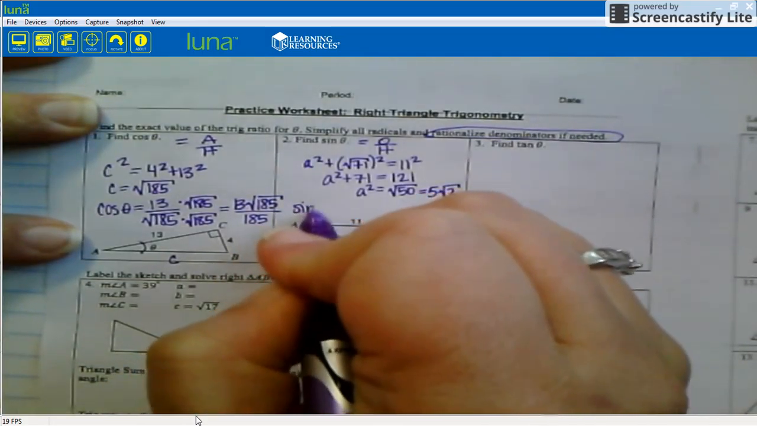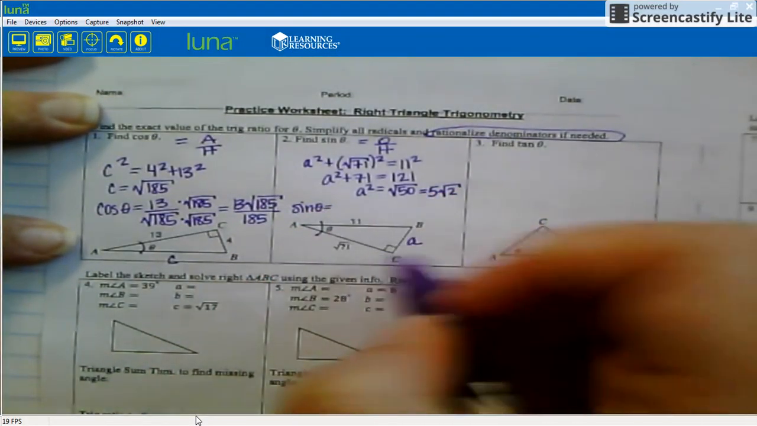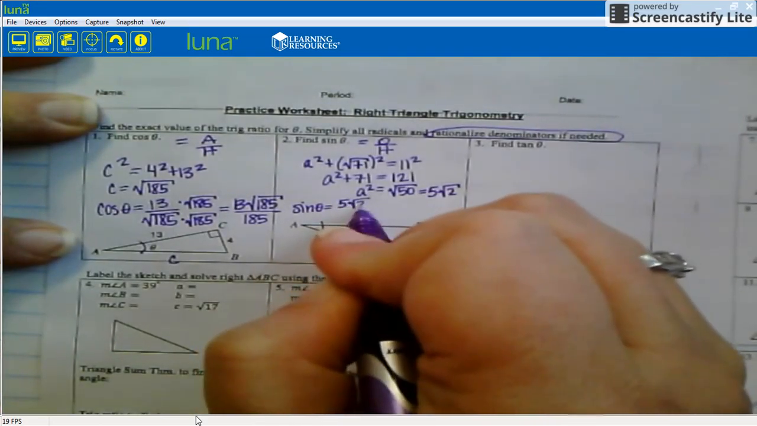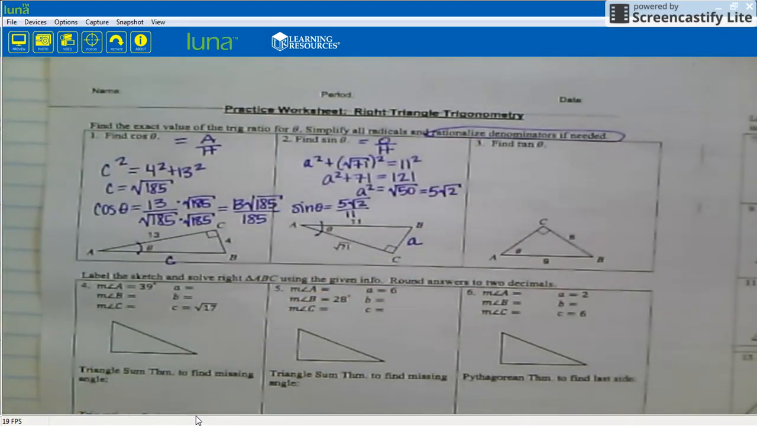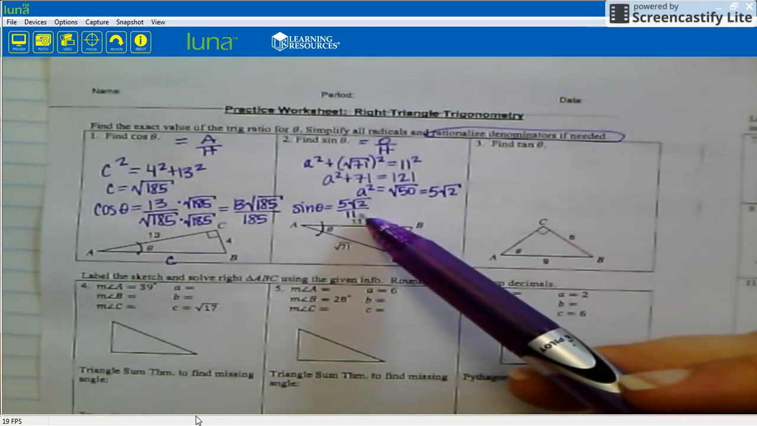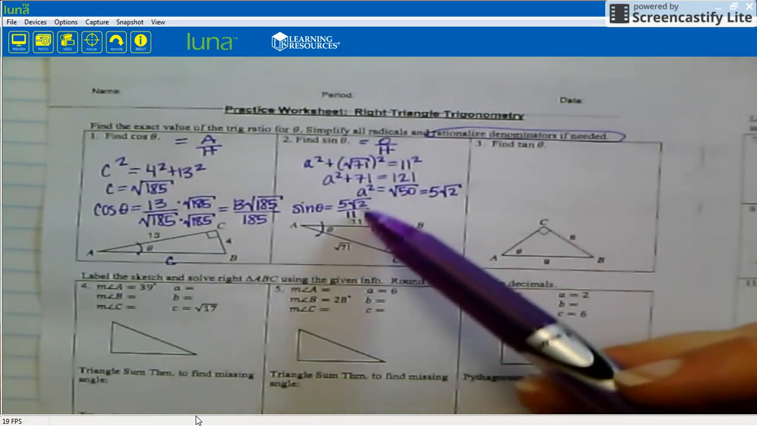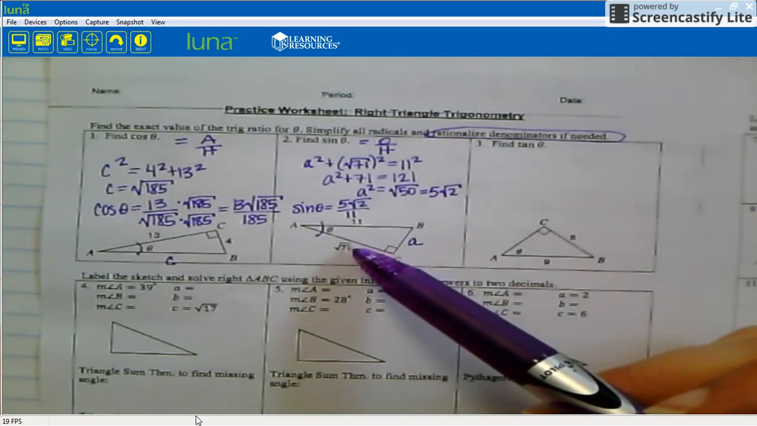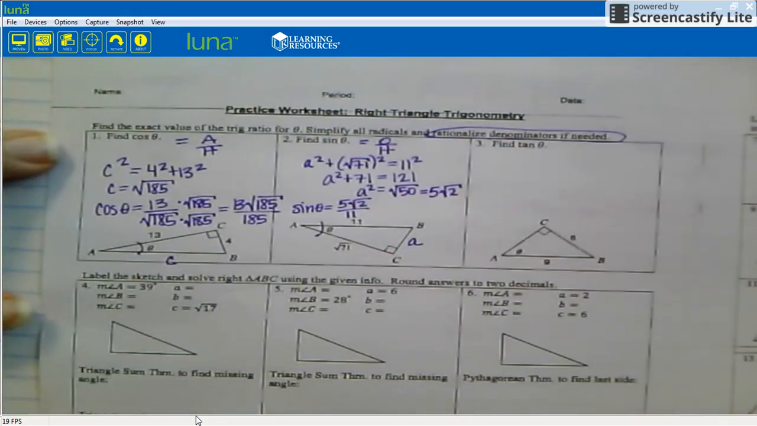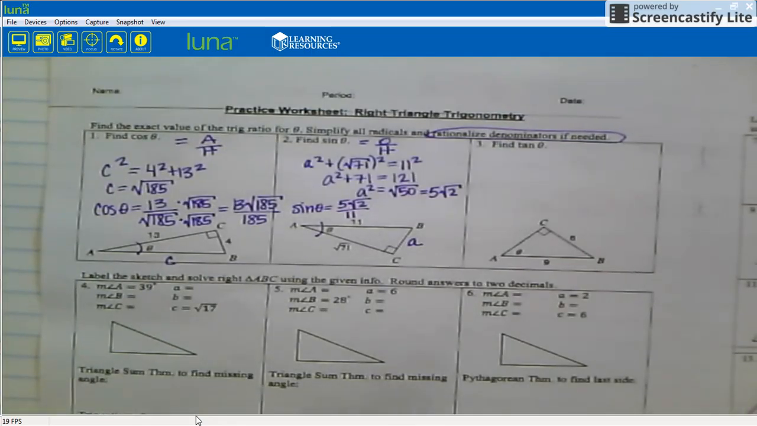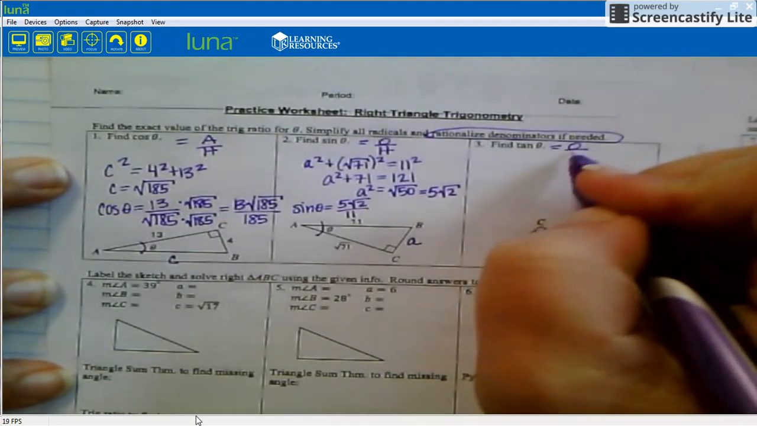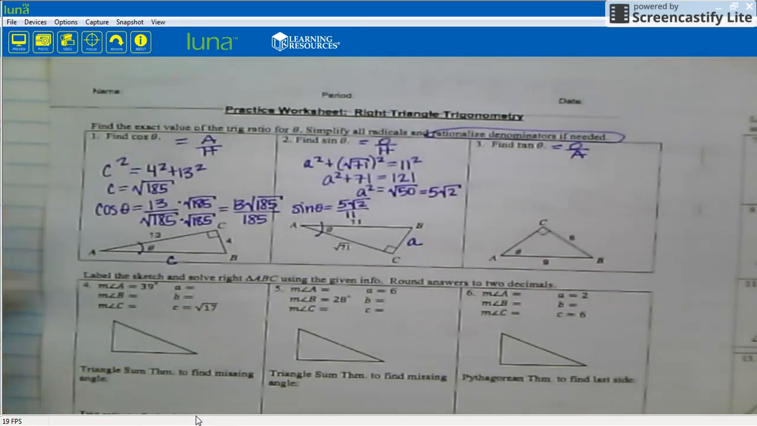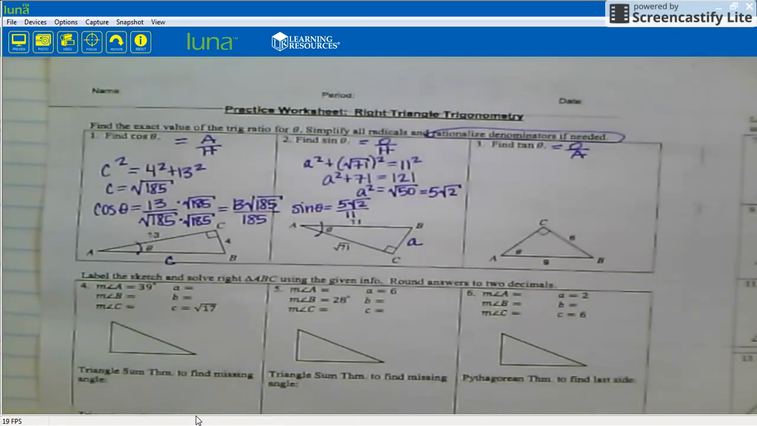So the sine of theta is equal to my opposite side, which is 5 square root of 2, over my hypotenuse, which is 11. And the only other thing we check for is we make sure we don't have to rationalize the denominator, which we don't, and we check to make sure that our fraction can't be further reduced, which it can't. Okay, I'll leave you to try number 3 on your own. Similar setup, but with tangent, you're working with the opposite over the adjacent, and you have to use the Pythagorean theorem to find it. For numbers 4, 5, and 6, you are labeling the sketch and solving the right triangle.